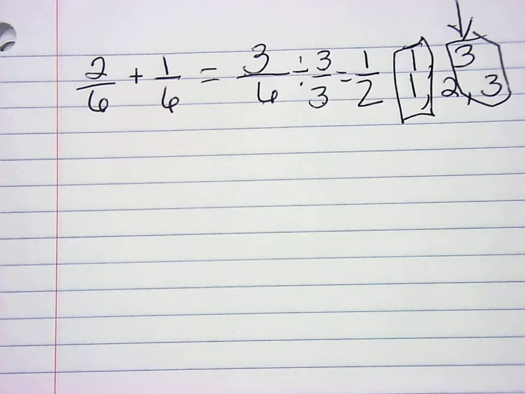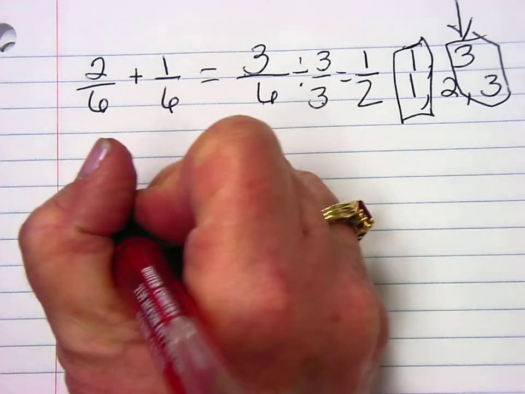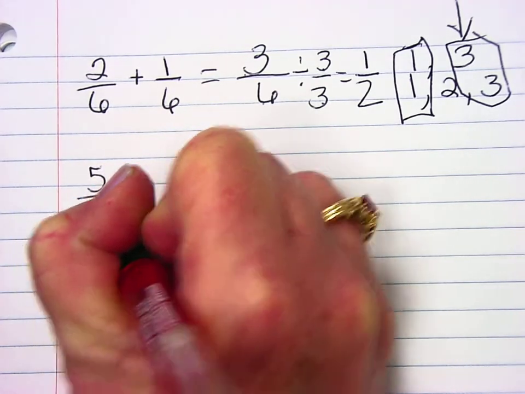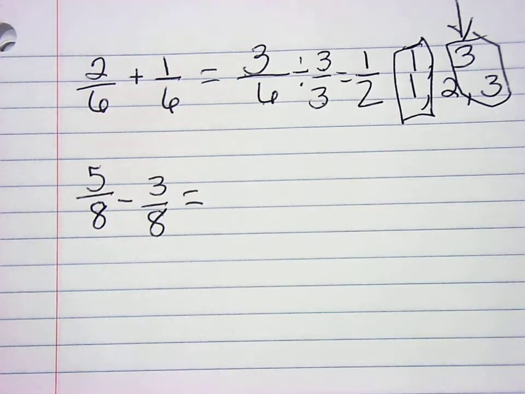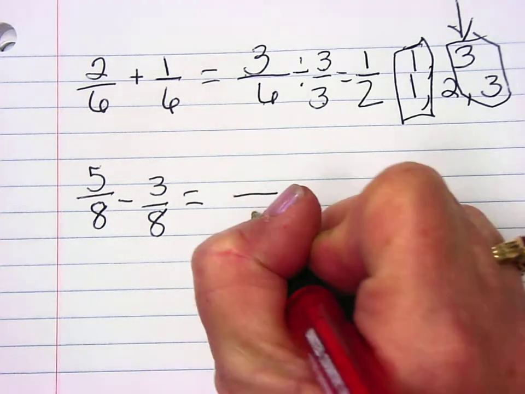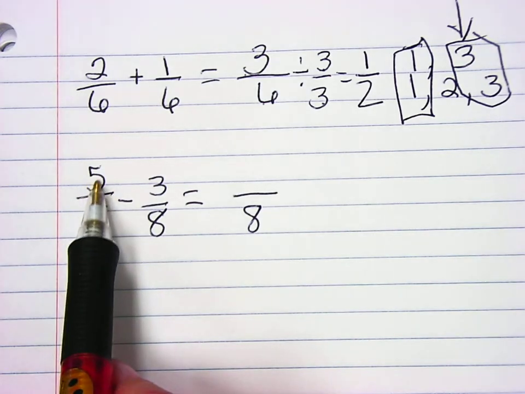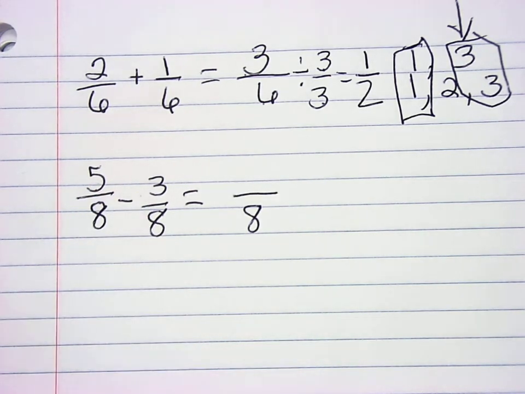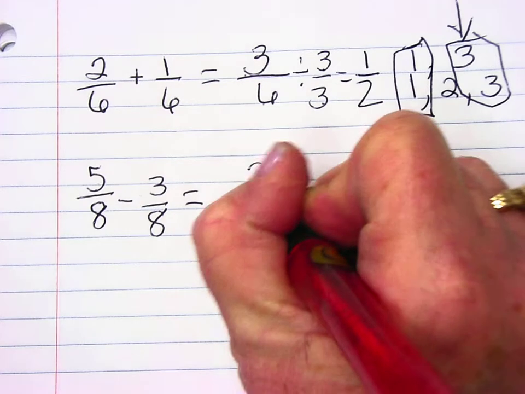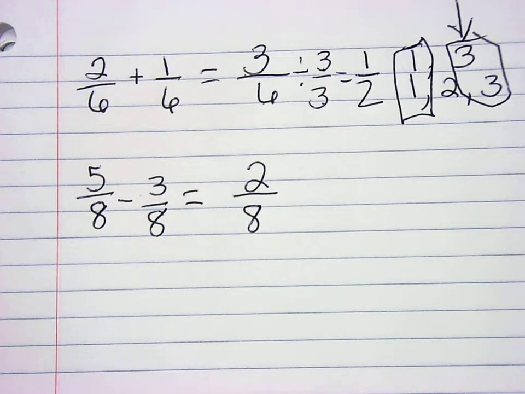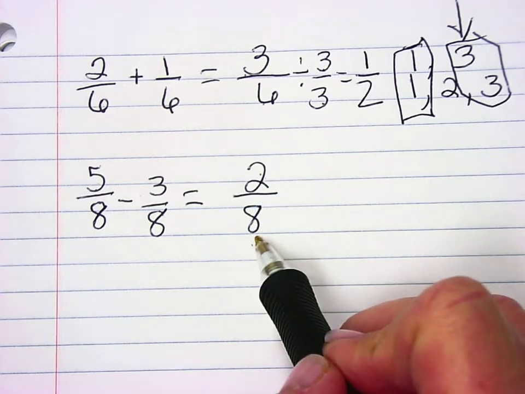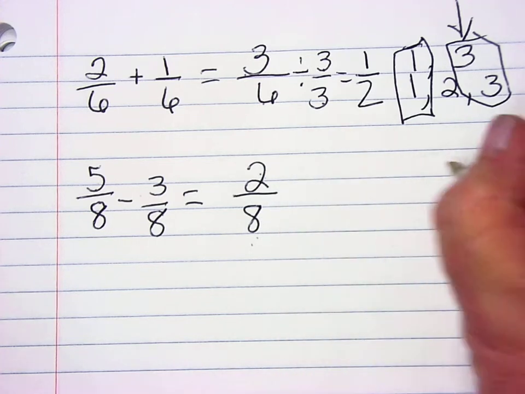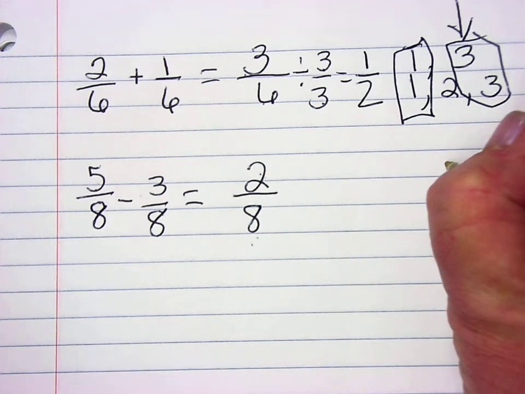So I can do the same thing with subtracting. If I have 5/8 minus 3/8, all I do is I keep my denominator the same. Now I subtract. What is 5 minus 3? 2. Is that in lowest terms? Simplest form? It's not. Both are even. If both are even, then I know it is not. So I need to do my greatest common factor.